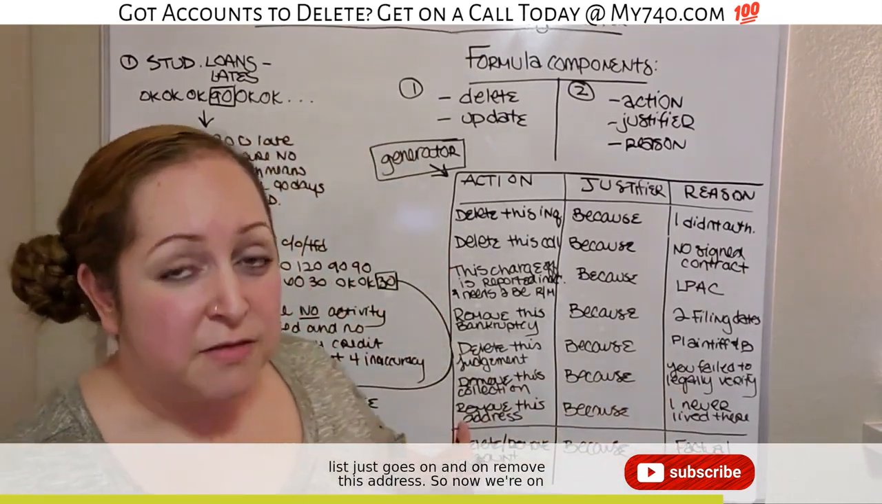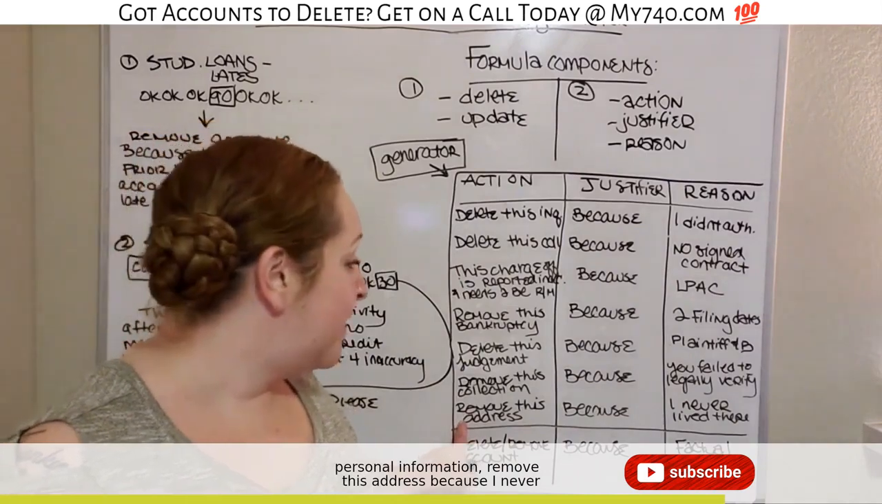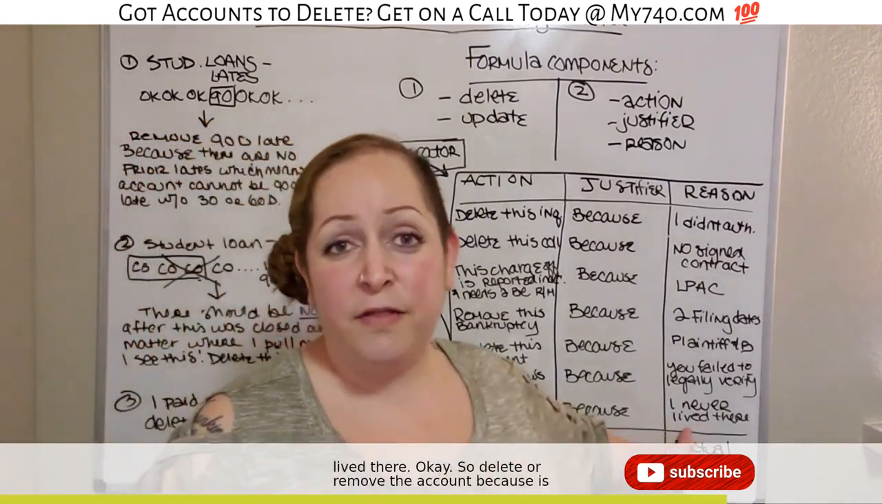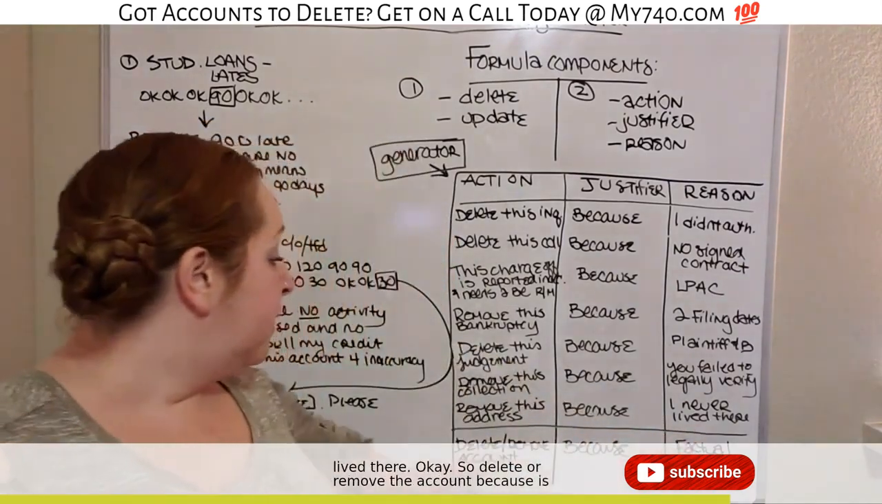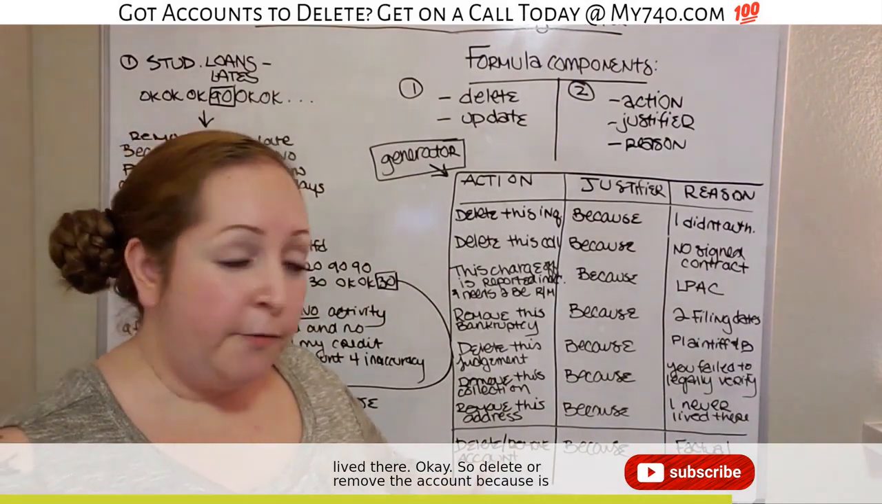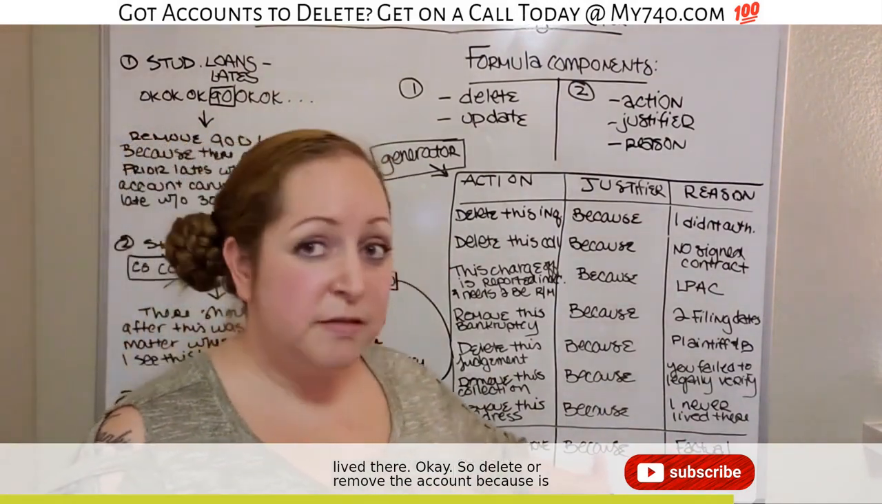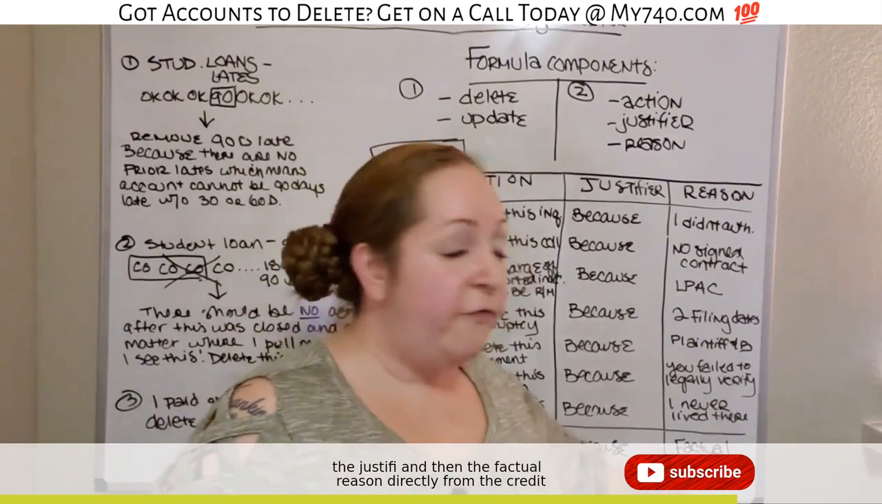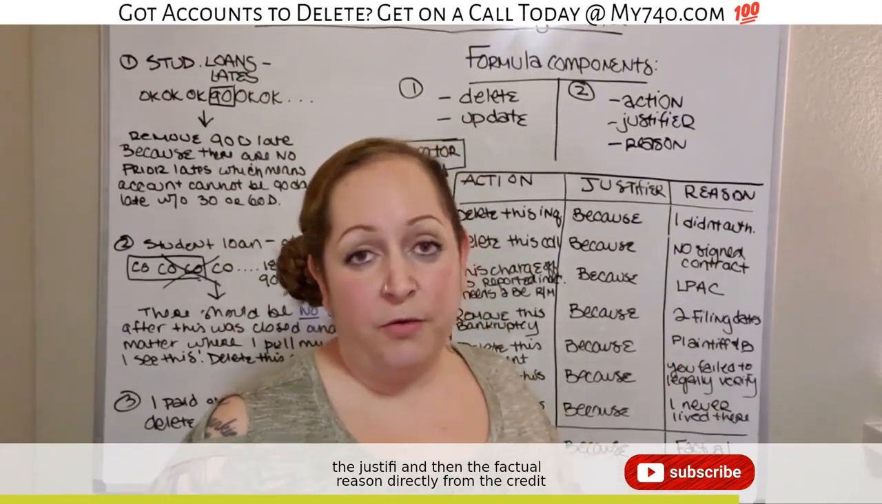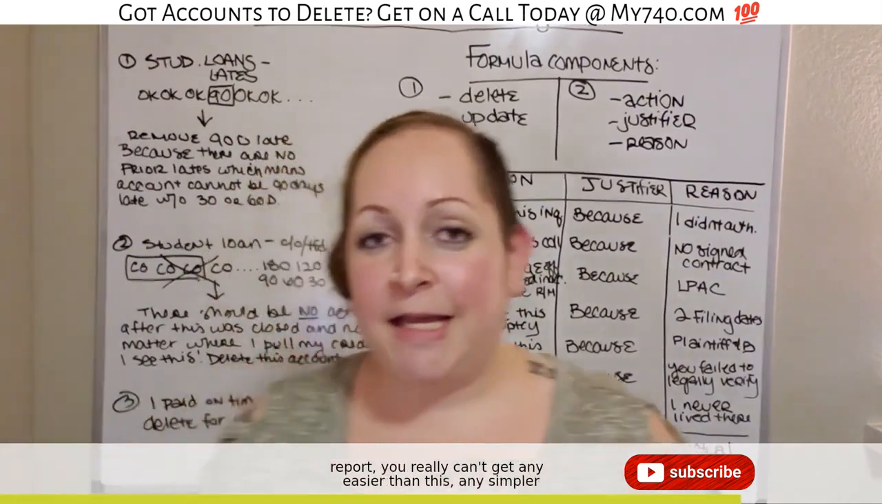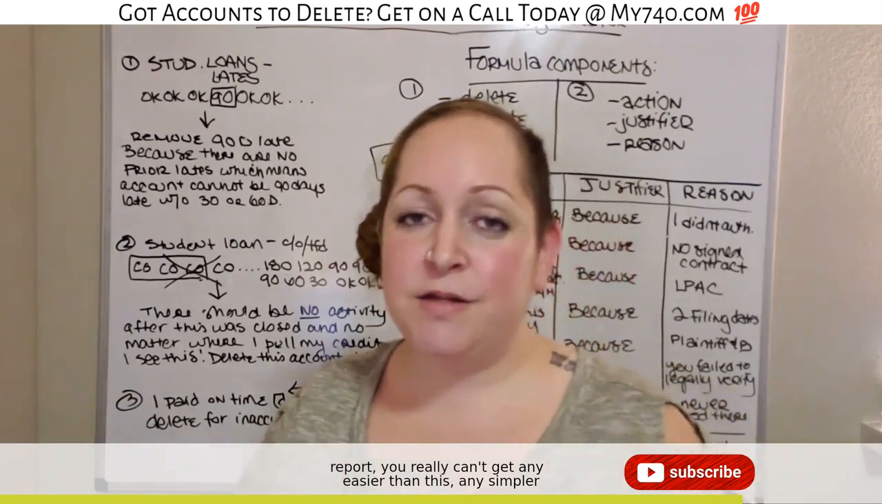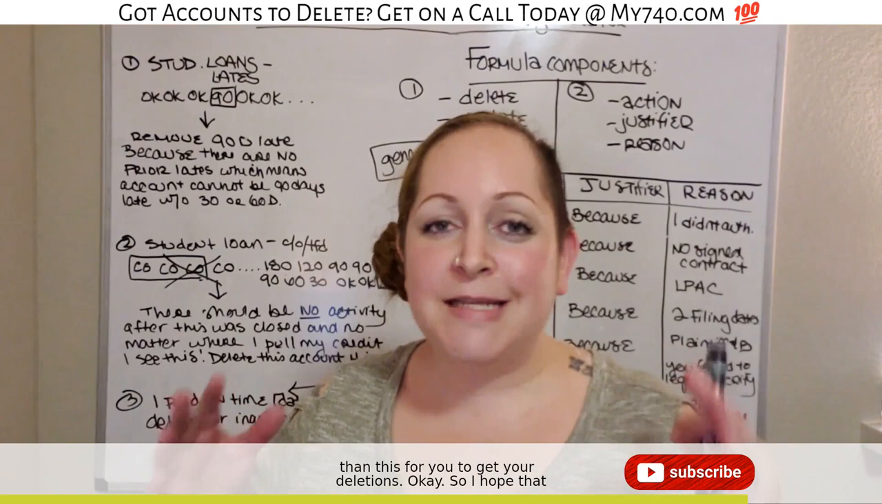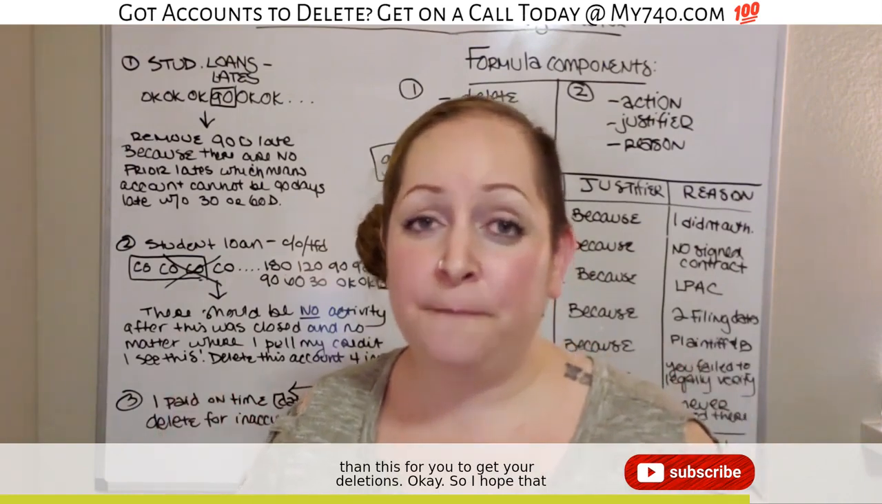Remove this address. So now we're on personal information. Remove this address because I never lived there. So delete or remove the account because is the justifier, and then the factual reason directly from the credit report. You really can't get any simpler than this for you to get your deletions, okay?